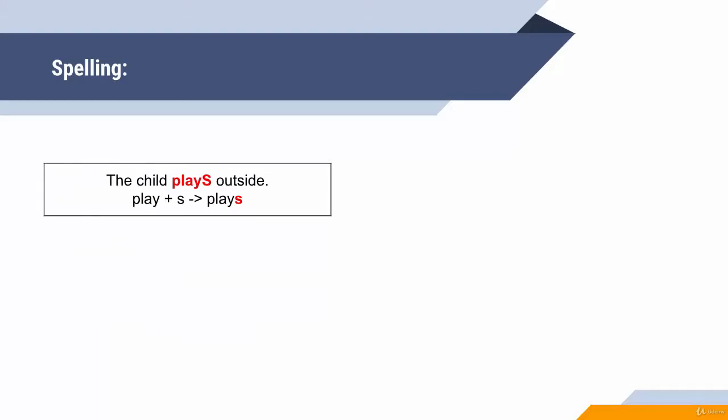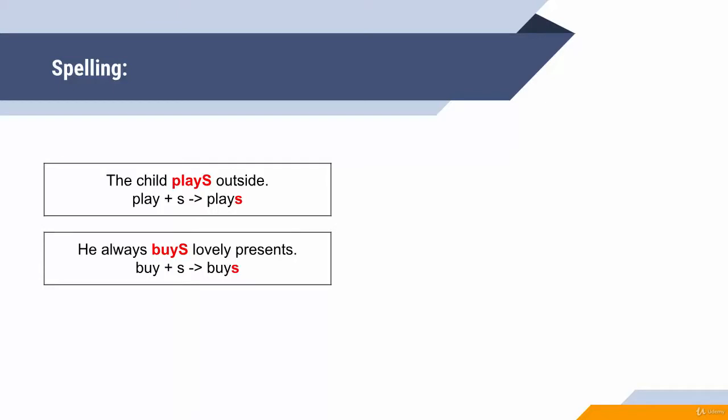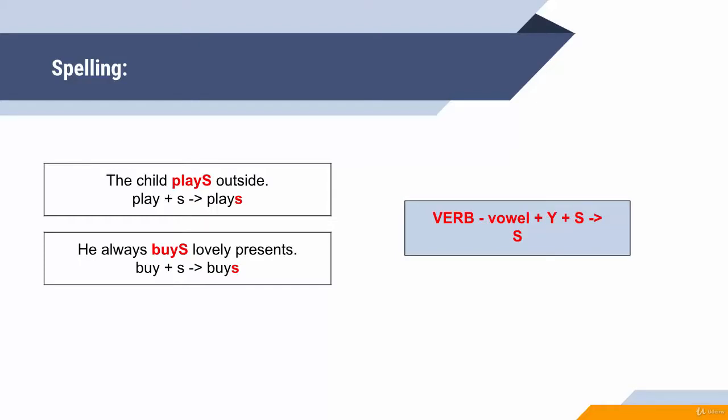Okay? Another rule. The child plays outside. He always buys lovely presents. What's the difference now? The verb finishes in a vowel, and the vowel A or U, as in buy, is followed by Y. A-Y, U-Y. Then you add s, and that's it. Nothing changes. You know this rule, again, from the plural forms of the nouns.